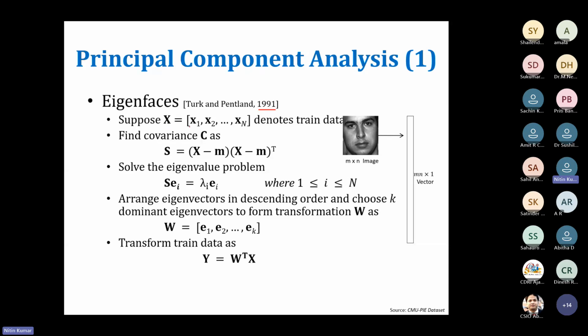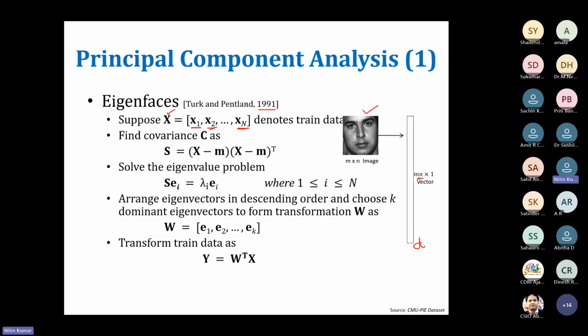Suppose we have a facial image like this, or any kind of biometric image, and it is an m by n image, just like the example I took, 250 by 250. This image is converted into a column vector of size mn by 1, so that is one vector. This is the first sample, this is the second sample, and this is the nth sample, and all these n samples are arranged in column order. So the size of this X will be, if we call this dimension d, d by n.